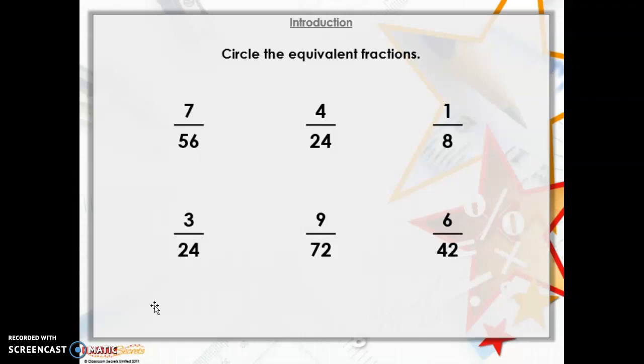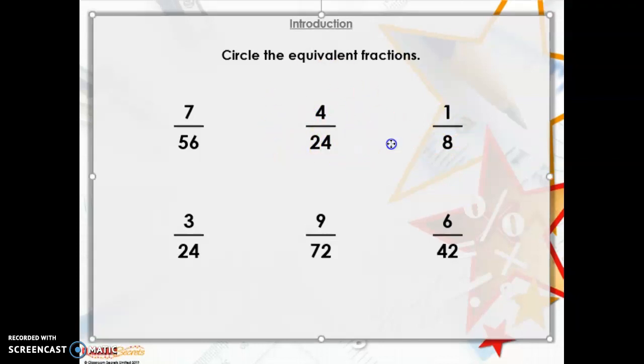Okay. So if you have a little look, the easiest way I think to start is by looking at the one with the smallest numbers. So here you've got 1/8. Now let's see if any of the other fractions are equivalent to 1/8. All right, so you can look at 4/24. So how do I get from 1 to 4? I times by 4. So if I do 8 times 4, do I get 24? No, I don't. 8 times 4 is 32. So 1/8 is not equivalent to 4/24.